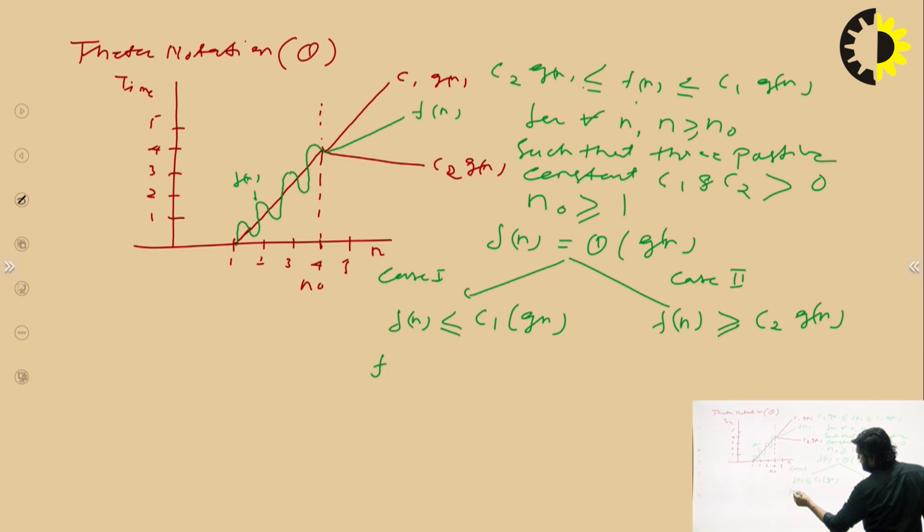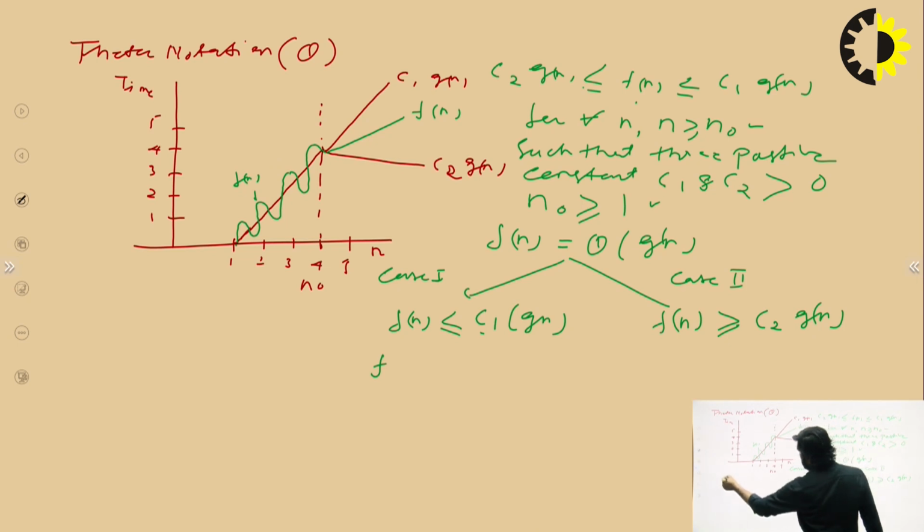Observe it. For all values of n, where n is greater than or equal to n naught, and there are three positive constants C1, C2 and n naught, with C1, C2 greater than 0 and n naught greater than or equal to 1, it's defined as theta notation. Now we take an example to easily understand this inequality with the help of an example.